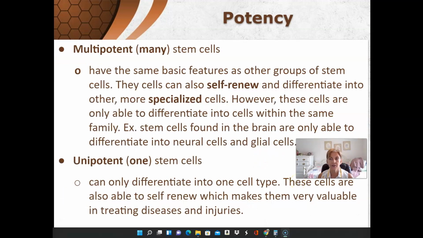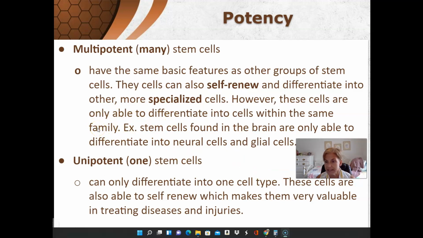We begin to specialize a little bit more the older the cells get. So the multipotent can become many types of cells, but not all types of cells. They have the same basic features, meaning they're somewhat undifferentiated and that they can self-renew, right? So these cells can self-renew and differentiate into more specialized cells, like a specific type of white blood cells. You have 5 different types of white blood cells. You have red blood cells, you have platelets. It can become any one of those cells, but it's not going to become a nerve cell. So they have the ability to differentiate only into that family, right?